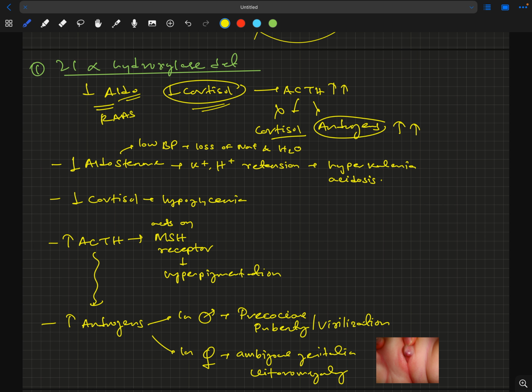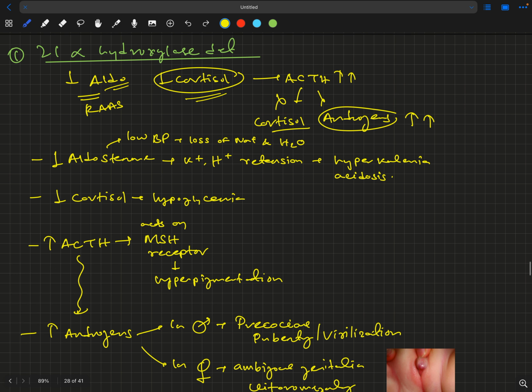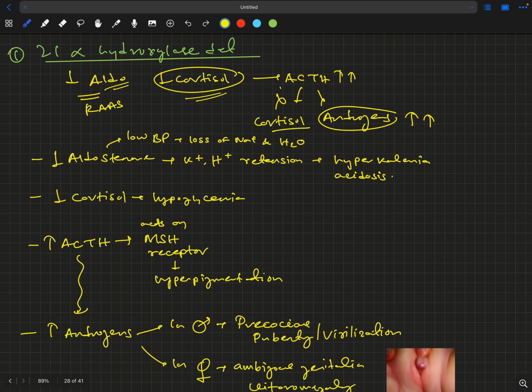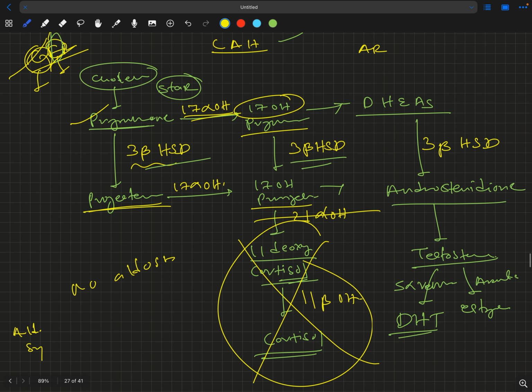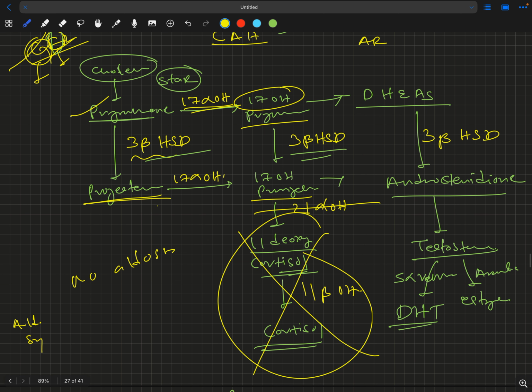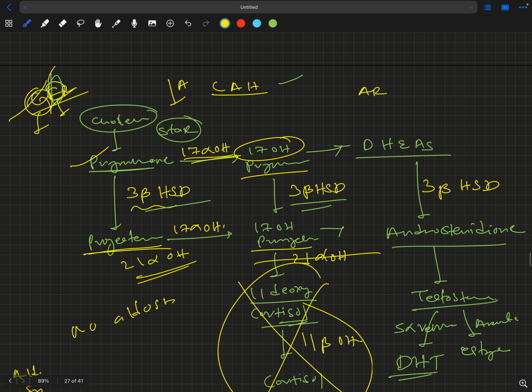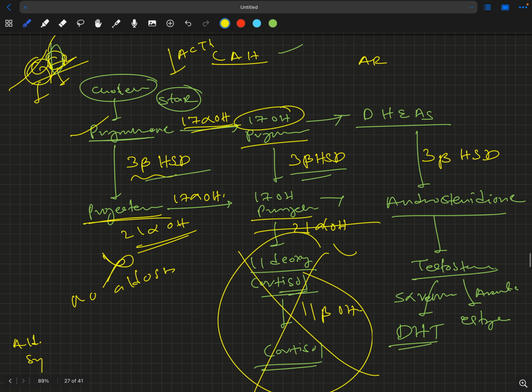I told you aldosterone is regulated by RAS, but cortisol is regulated by ACTH. So if there is low cortisol, the ACTH level will increase. This increased ACTH stimulates this whole pathway, but because the 21 hydroxylase enzyme is deficient, cortisol and aldosterone will not be produced, because this enzyme is required for the synthesis of both of them.